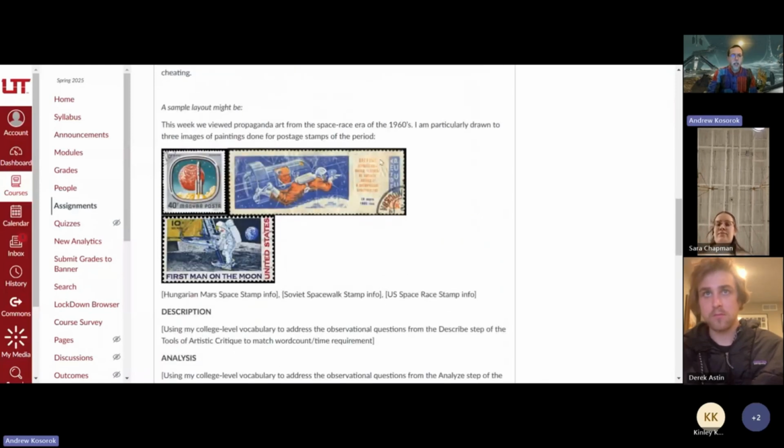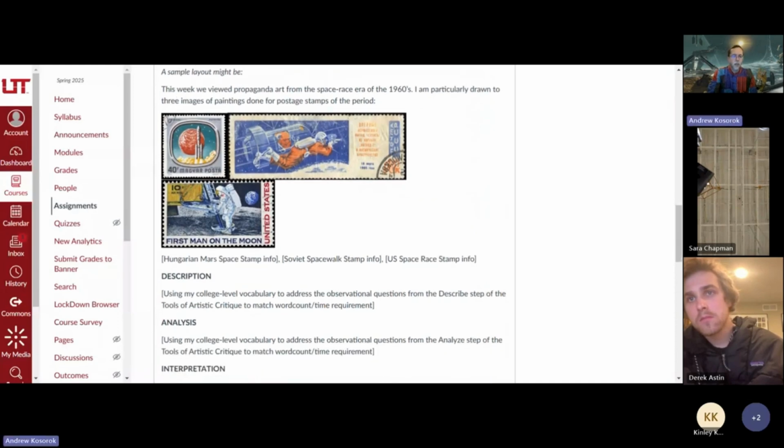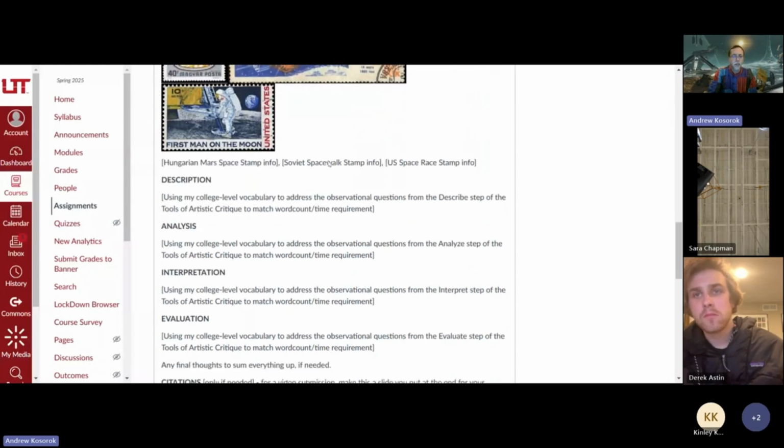And here's what a sample layout might be, where I'm just writing, this week we viewed propaganda art from the space race era of the 1960s. And what I showed were stamps that we looked at. And this is hypothetical. This doesn't have anything to do with our actual class. And then I write underneath kind of, what is this? If it's directly from the module, you don't need to include this. If you found the image from Wikimedia, you can just write these little lines, with the URLs for the image from Wikimedia, and that's fine.